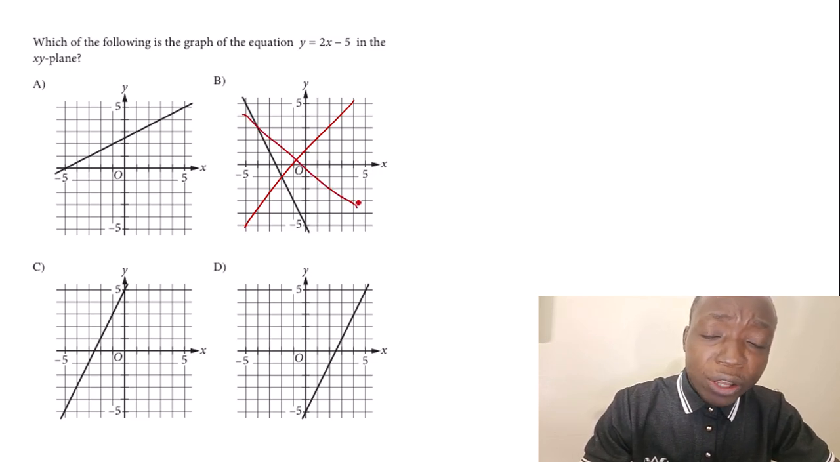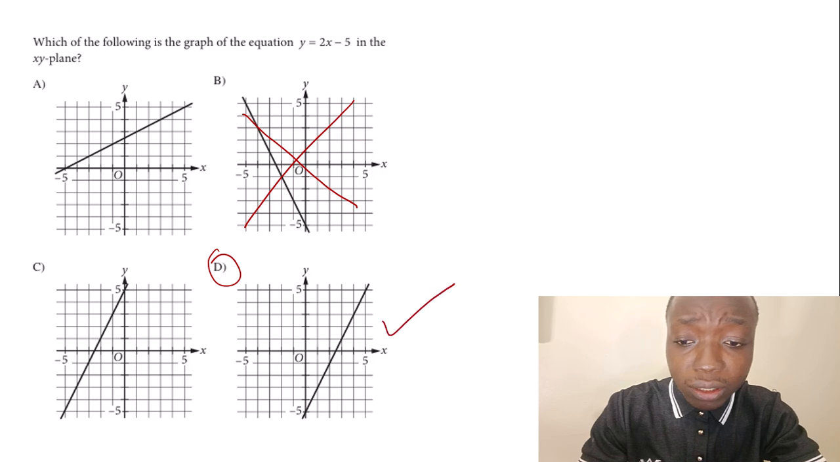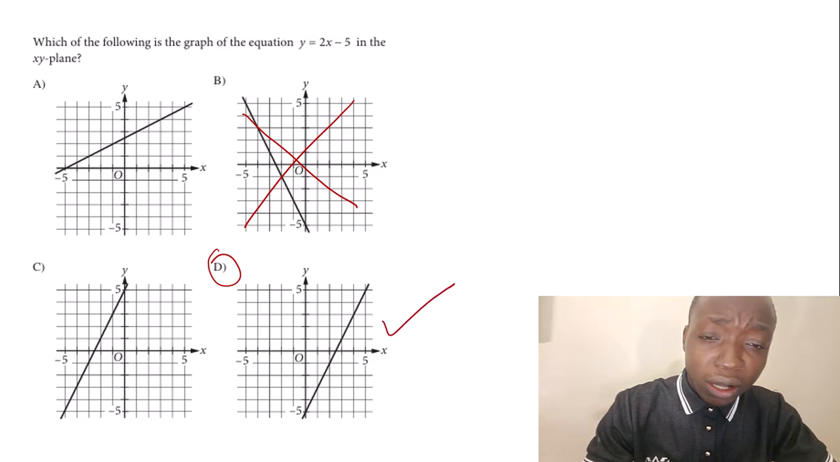And when you substitute 0 for x, the y-intercept is negative 5. So let's find the graph that has positive slope and the y-intercept negative 5. And that's option D. So that is our correct answer.